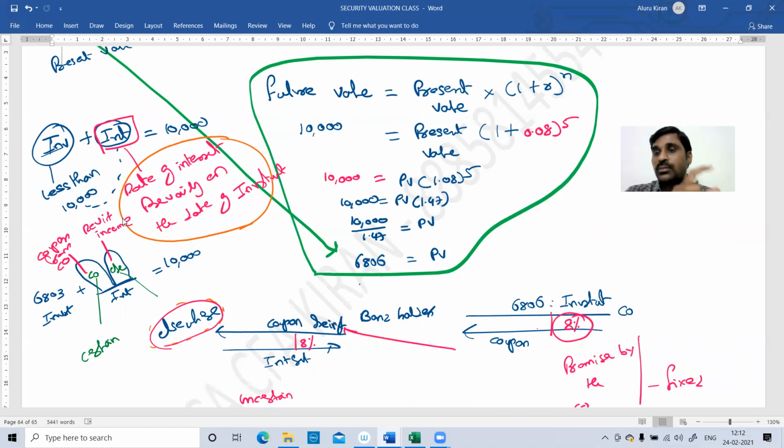This is the $1,000,000 question. Very practical issue. Today I have invested 6,803 with the assumption that whatever I receive from the company, I'll invest elsewhere and get 8% there. What if I don't get 8%? Can I still realize my required value of 10,000? The answer is yes.